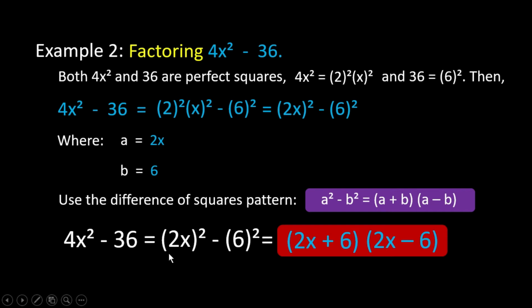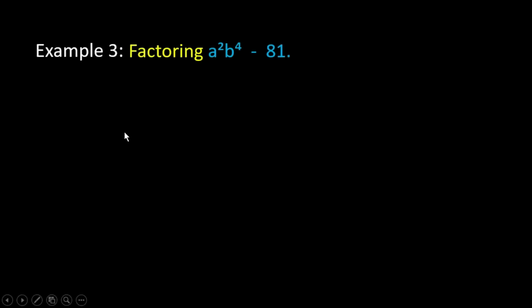So, nakikita nyo guys ha, yung similarities nila. Itong a squared minus b squared. So, ito yung a, di ba? A squared minus, ito naman yung b squared. So, nakuha na natin yung value ng a at saka b. Okay? So, isa pang halimbawa guys. Para naman sa example number 3. So, factoring a squared b to the 4 minus 81.